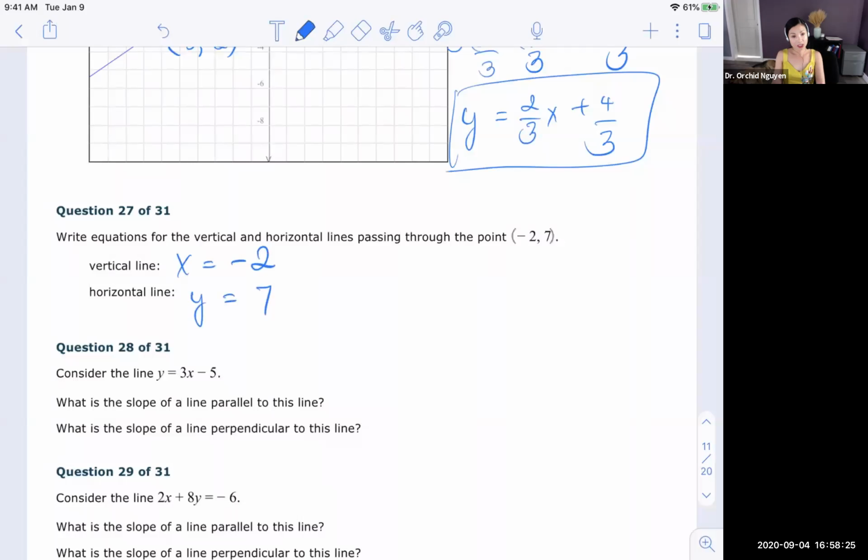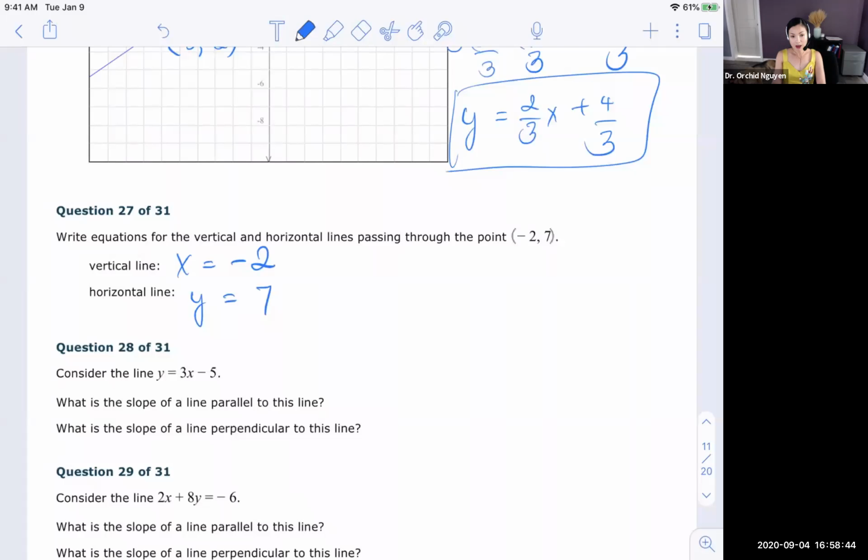The one thing I need to point out is make sure when they ask you to write an equation, you have to write x equals something, y equals something. Some people just simply write the numbers, and numbers don't represent anything in this case. Okay, so you need an equation.